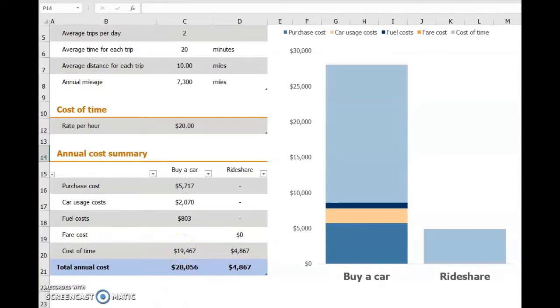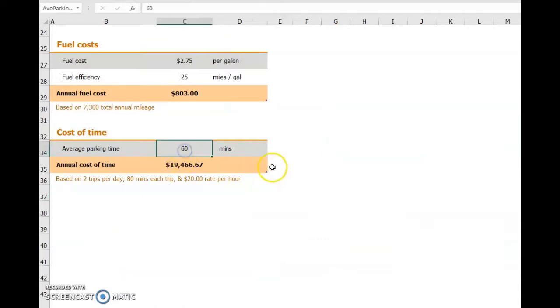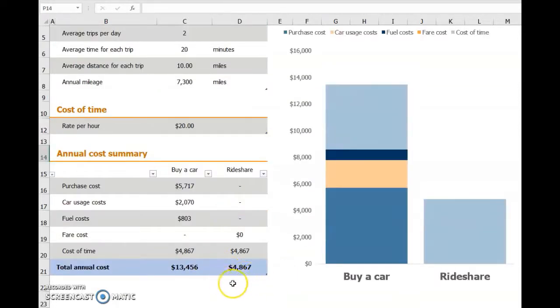We're going to go back here. I'm going to actually zero this out for now. Okay, let's go back here to the summary. Here's what we're looking at in terms of annual cost for that $25,000 car. You can look at visually the chart here, how it's breaking down.